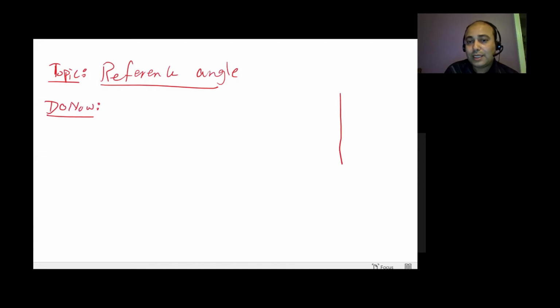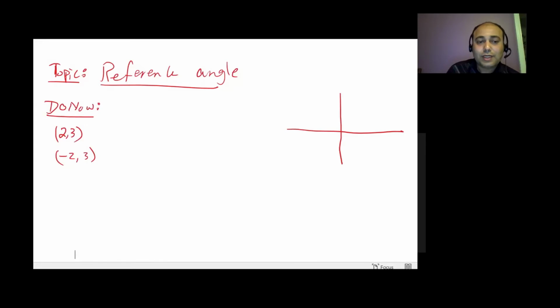All right. So what I need from you as of right now, try to do this. I'm going to give you the y-axis, x-axis. Do you remember when we put those dots? I want you to plug in these points: 2 and 3, -2 and 3, -2 and -3, and 2 and -3. You don't have to, just show me which quadrant each one of them will be in.